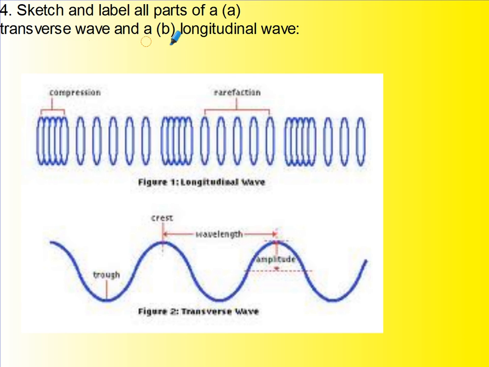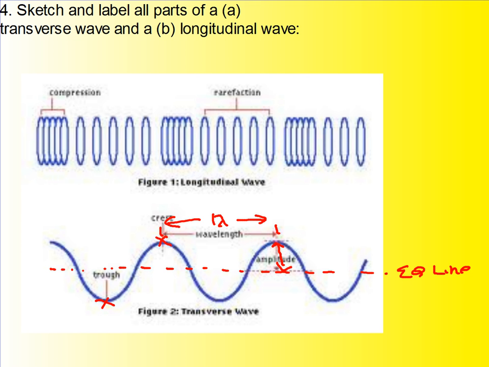Sketch and label all parts of a longitudinal and transverse wave. All right. For a transverse wave, remember it's going to look like this sine wave. And here I'm going to give my equinodal line right here. So this is my equilibrium line. Amplitude is from equilibrium line or equinodal line to a crest. The crest is this point right here, and the trough is this point down here. And one wavelength goes from crest to crest or trough to trough. Be able to do this for your test.